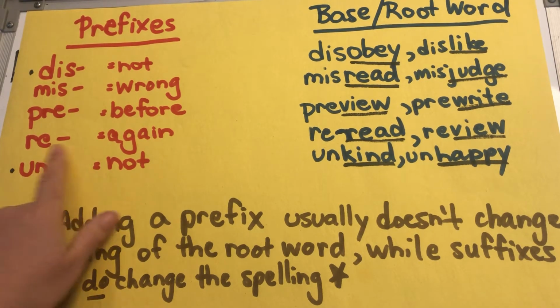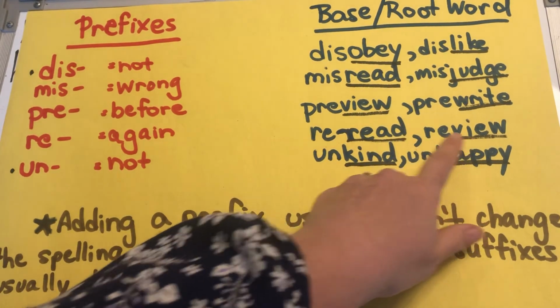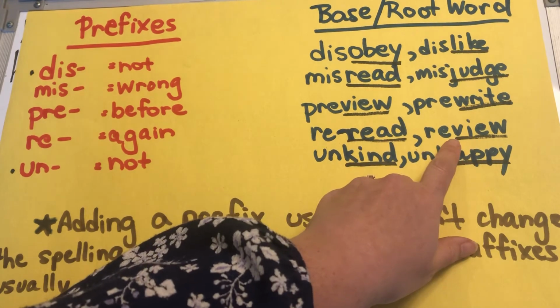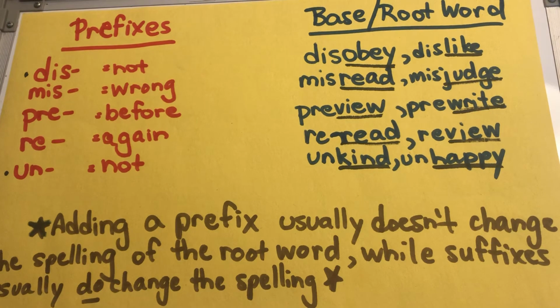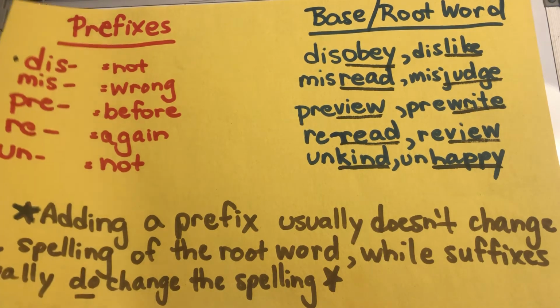And re means again, like reread or review. Reread means read again. Review means to view again, or we use that in a way to mean study. And something that you can remember is that adding a prefix usually doesn't change the spelling of the root word, while suffixes, which we're going to look at next, usually do change the spelling, okay? So just keep this all in mind because we might see some of these prefixes in the book that we do today.